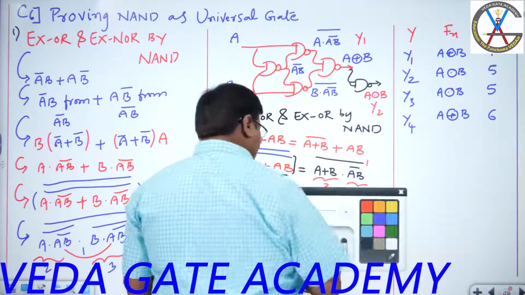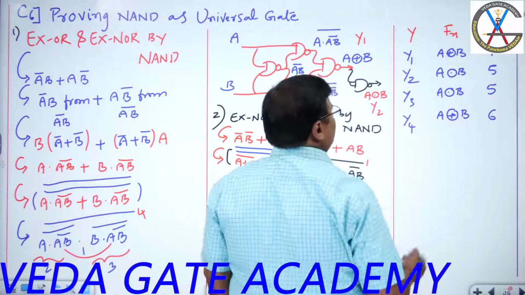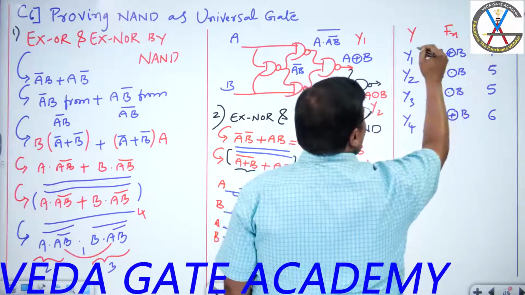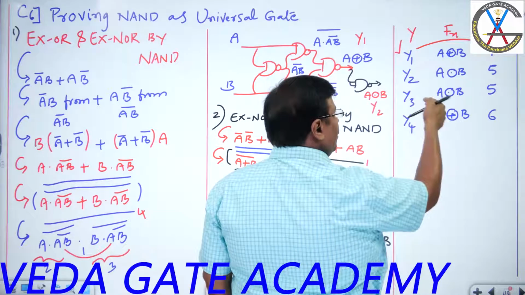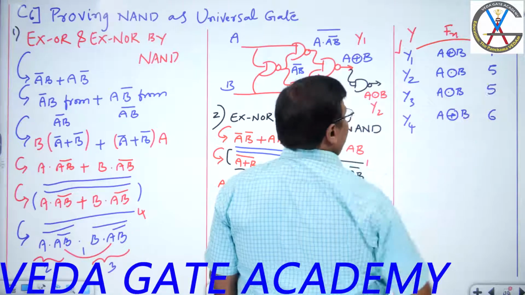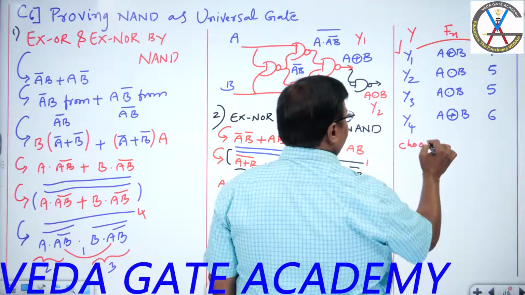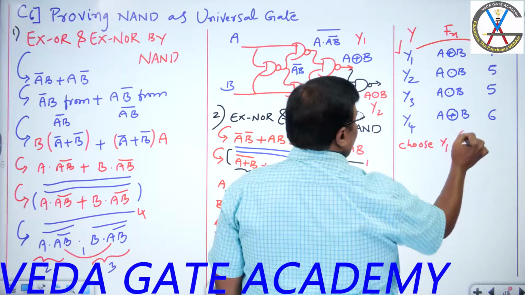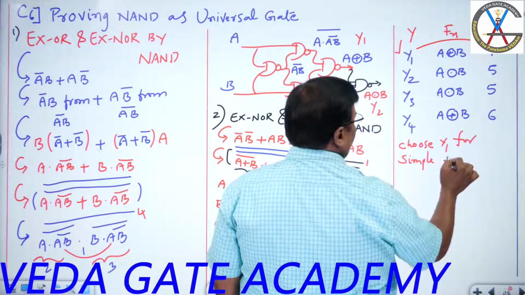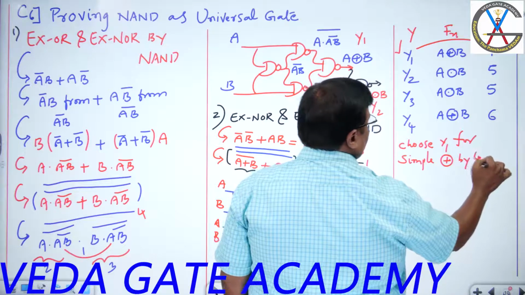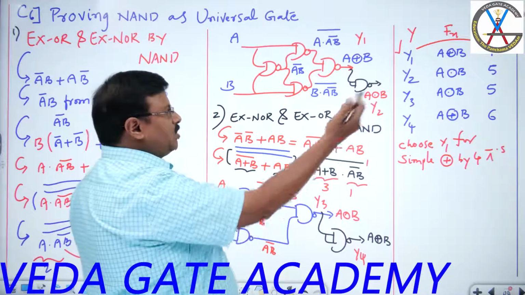Now tell me, exclusive OR by 4 gates and exclusive OR by 6 gates. XOR by 4, XOR by 6, which is a better choice? Ultimately, y1 XOR by 4. For XOR, this is better choice. But for XNOR, you could observe y2 also 5, y3 also 5. So y1 is better choice. So choose y1 for simple exclusive OR by 4 NANDs. Most important multiple choice requirement. Choose y1 for simple exclusive OR by 4 NANDs.